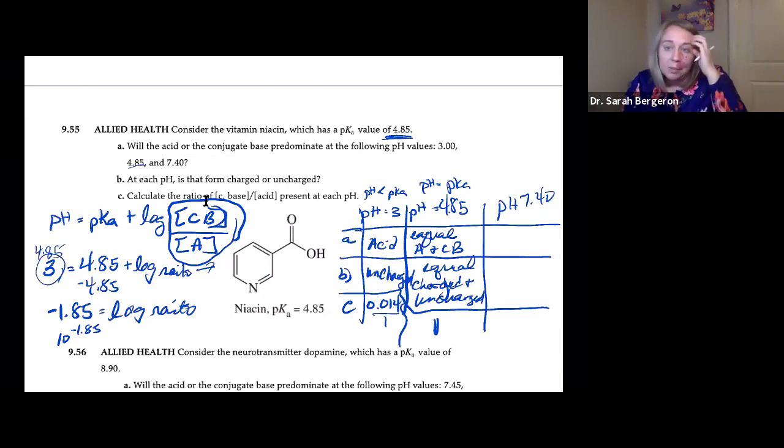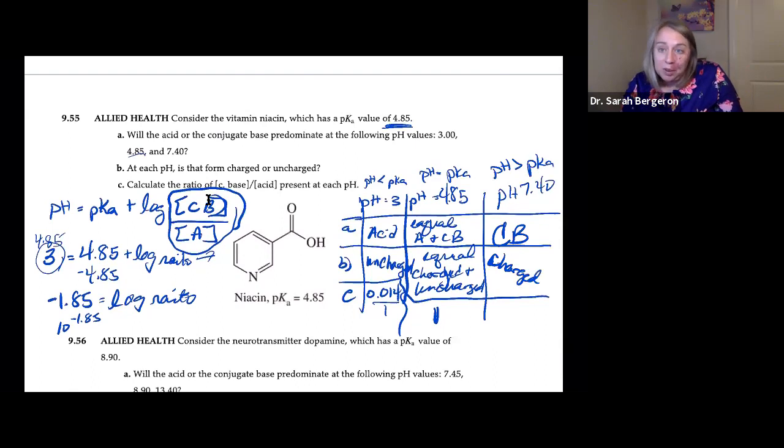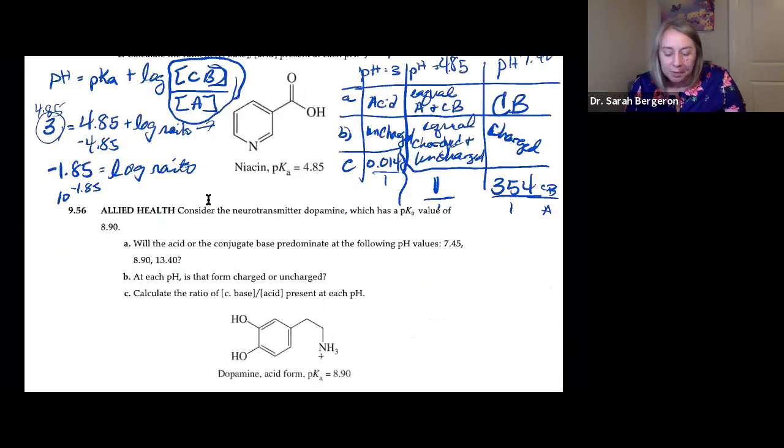So when you plug that in, you should get 1, okay? Then if we're at 7.4, here our pH is greater than our pKa. If our pH is greater than our pKa, we're not going to have a whole lot of the acid anymore. We're going to have lots of conjugate base. So this is going to be the charged version. And if you put those numbers in, what you should get out is 354. And if you want to put them over 1, you can, right? But that's telling you that you have way more conjugate base, because the top is conjugate base and the bottom is the acid form. So you have way more conjugate base than acid, okay?